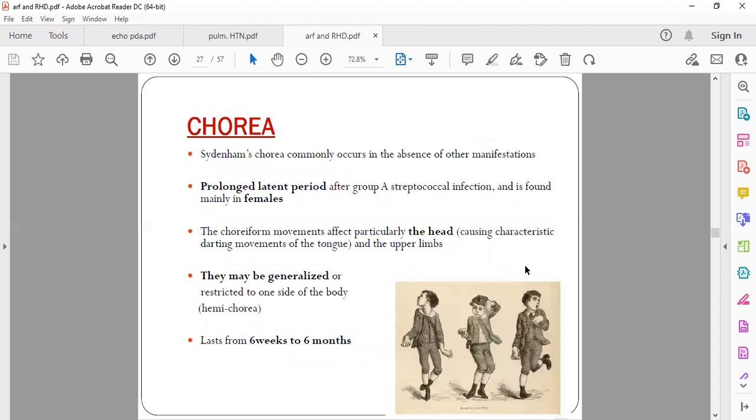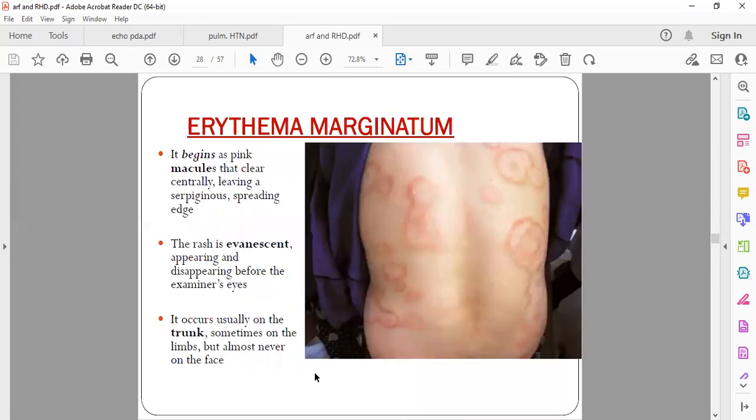Chorea. Sydenham's chorea is one of the classical manifestations of rheumatic fever. Most commonly it affects the head, causing choreiform movements of the head. It may be generalized in various patients, and it is a delayed presentation. It is not manifested initially after the group A Streptococcus infection. Usually it manifests around 6 months after the infection, and it lasts for around 6 weeks to 6 months.